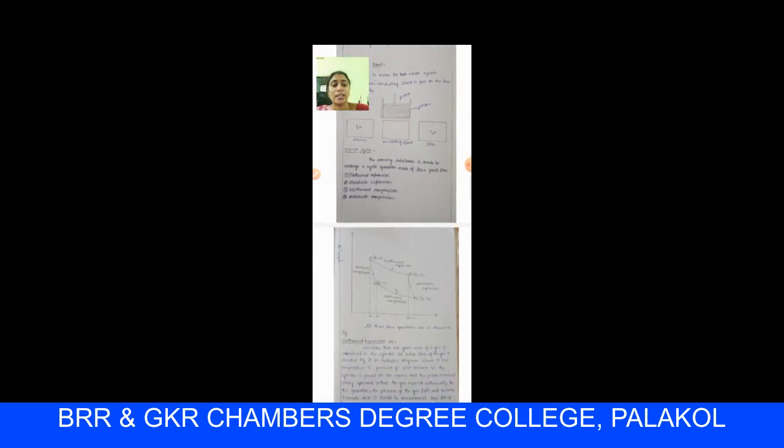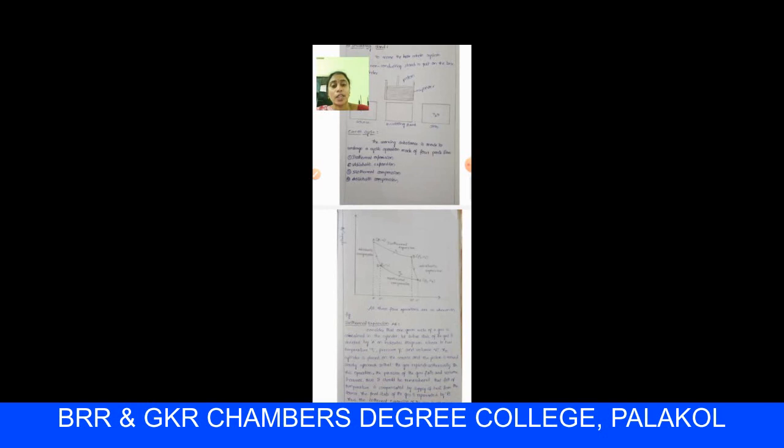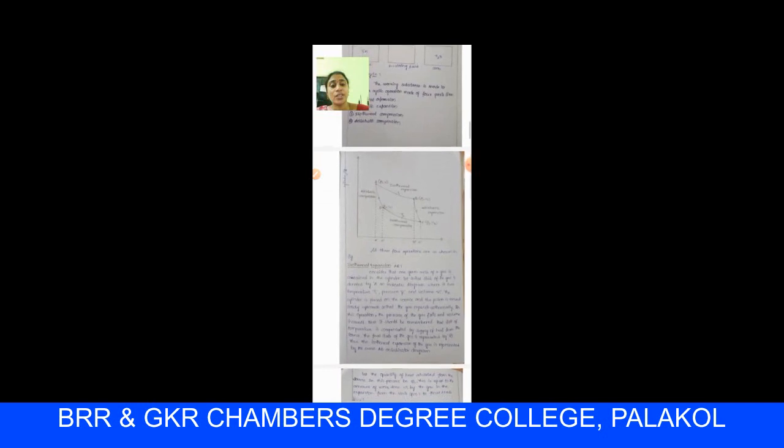So this Carnot heat engine can be explained with the help of the Carnot cycle. The Carnot cycle consists of 4 parts. The working substance is made to undergo a cyclic operation made of 4 steps: isothermal expansion, adiabatic expansion, isothermal compression and adiabatic compression. By using these 4 steps, we can explain the working and efficiency of this Carnot heat engine.